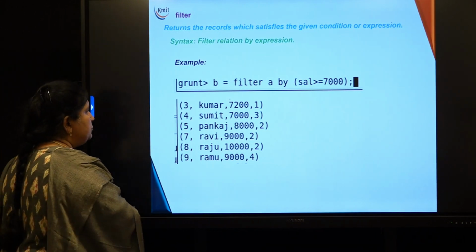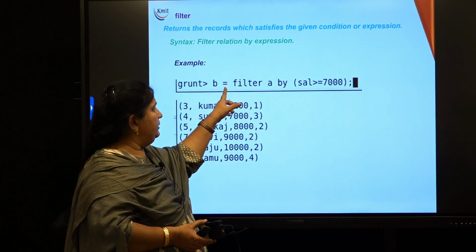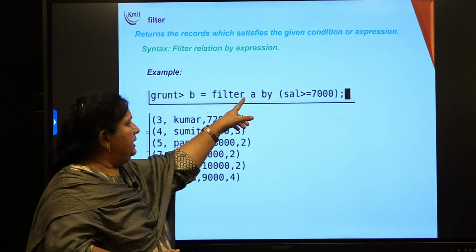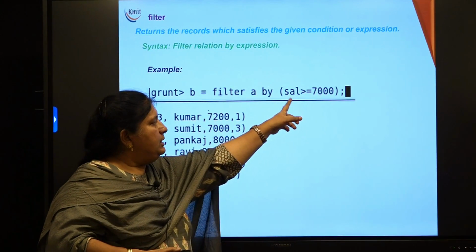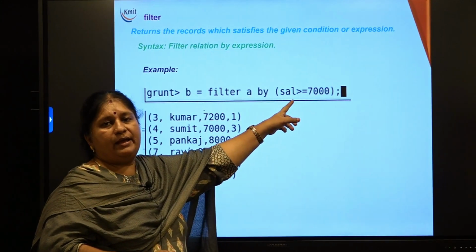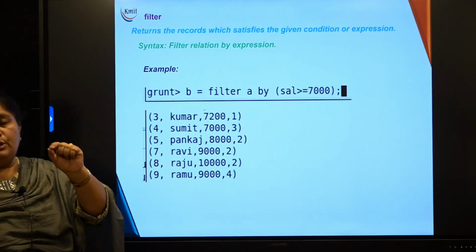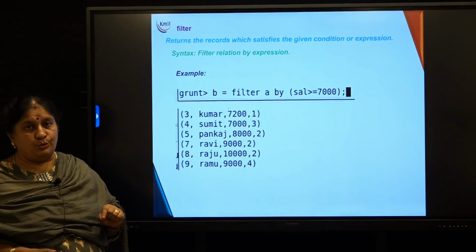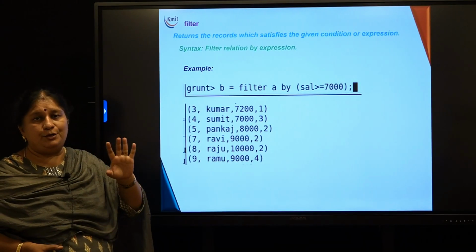What am I trying to do now? Relation B is equal to filter the relation A by what condition? Salary value should be greater than or equal to 7,000. Did I mention generating only particular attributes? No. So that means all the fields of the tuple should be given in the output.